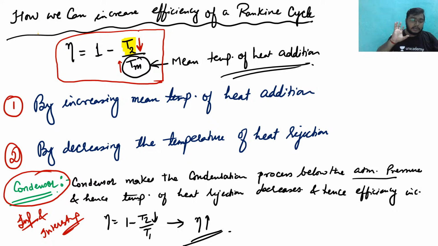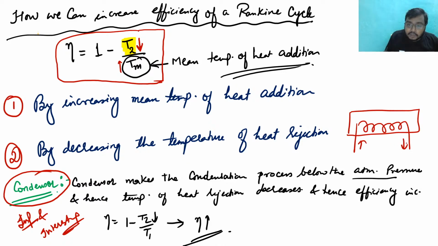You can control up to some limit. Suppose in the condenser you are giving the coil, right? Cooling water is automatically flowing. तो cooling water जो flow कर रहा है, you can control up to a certain limit.